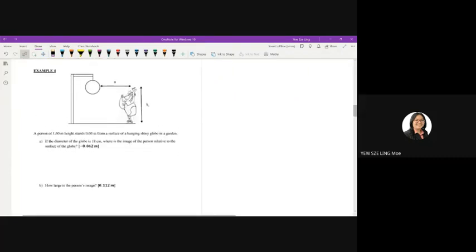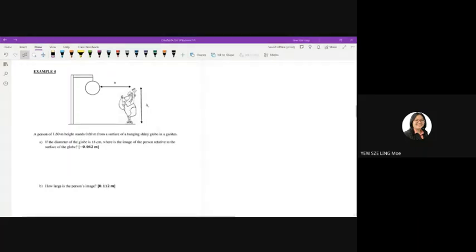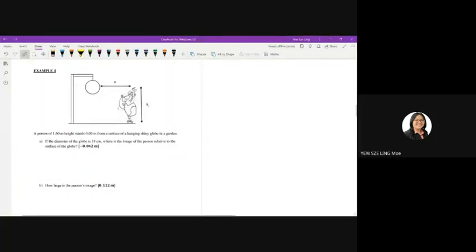Example 4: a person of 1.6 meter height stands 0.6 meter from the surface of a hanging shiny globe in a garden. The shiny globe is actually something like a mirror. So what type of mirror is it? Well, it is a convex mirror, because the shiny surface is on the outside and the other end is non-transparent. If the diameter of the globe is 18 cm, where is the image of the person relative to the surface of the globe? So how are we going to calculate it?